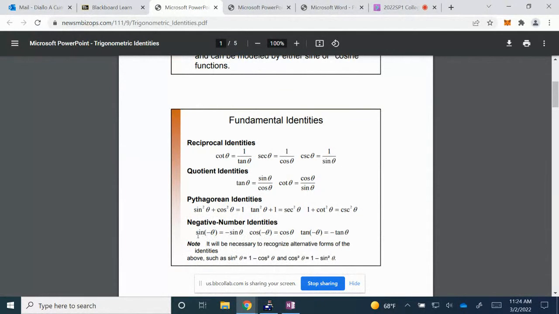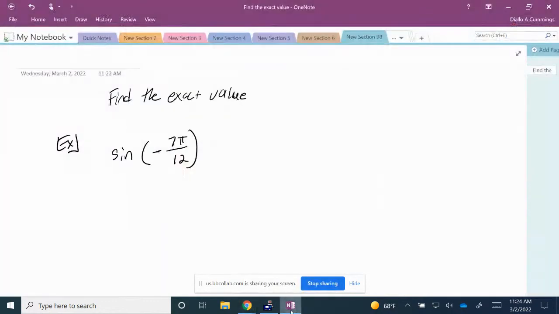So if we're trying to find, let's say, the sine of a negative angle, we can actually write that as negative times the sine of a positive angle. Whenever you're encountering these negative angles and you're asked to find the exact value, you can rewrite your negative angle as a positive angle, as we're going to see in this example.